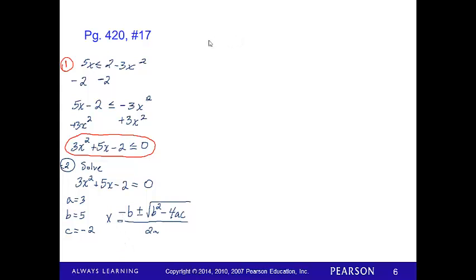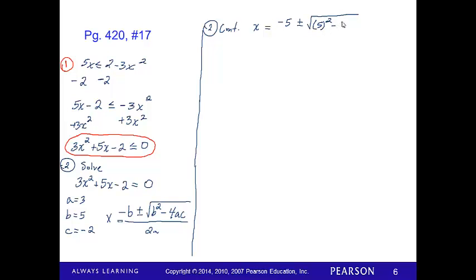So let me move up here now. This is step 2. Continue. So we're going to have x equal to negative 5 plus or minus the square root of 5 squared minus 4 times 3 times negative 2, all over 2 times 3. Use our handy dandy calculators and let's see what we come out with.